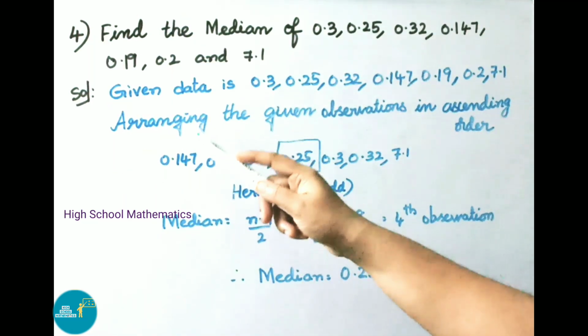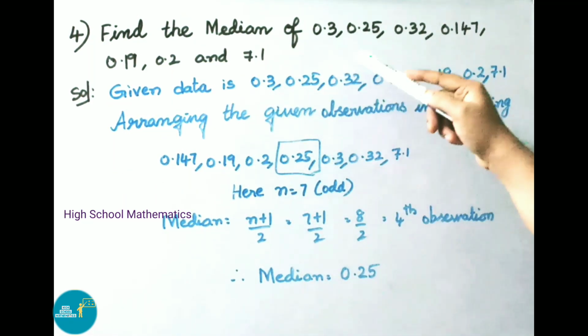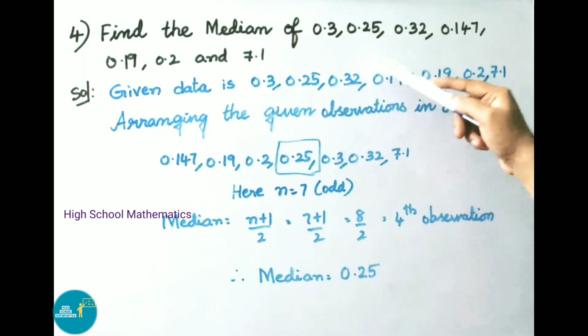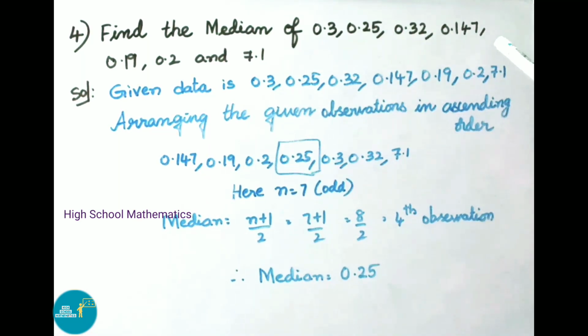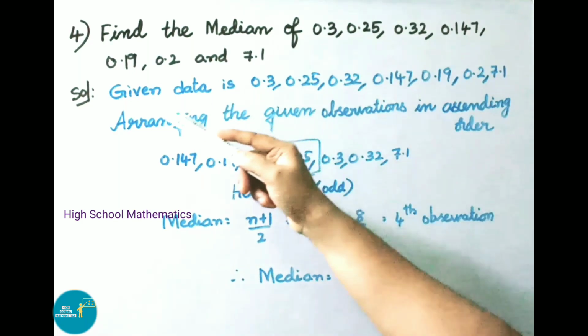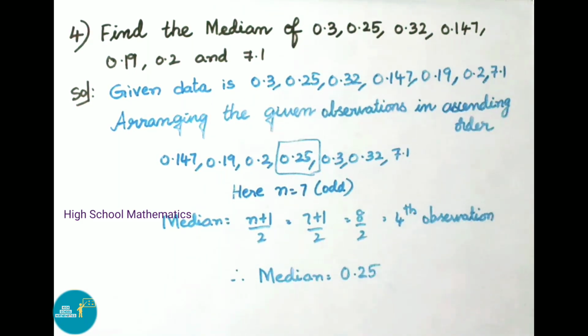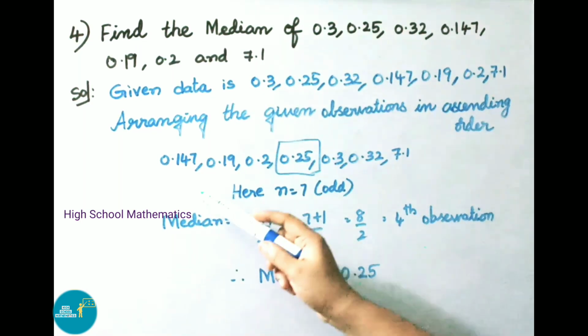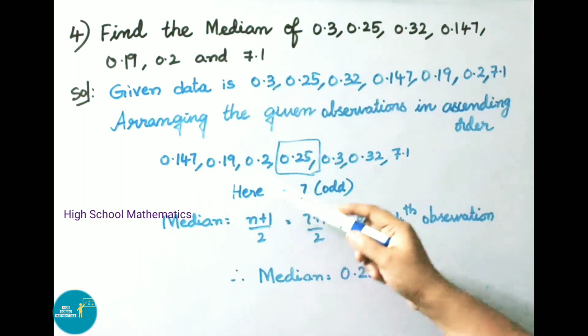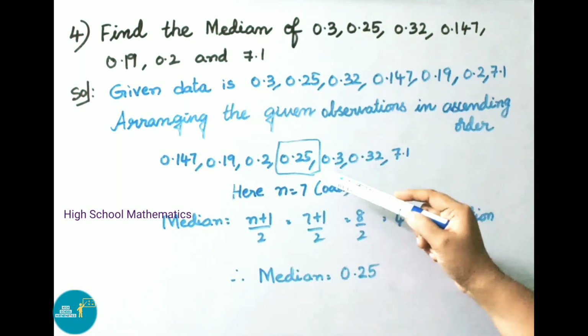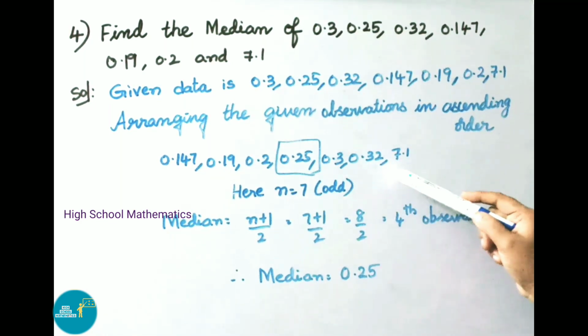See now question number 4. Find the median of 0.3, 0.25, 0.32, 0.147, 0.19, 0.2 and 7.1. Let us see the solution. Given data is, we have entered given observations. Arranging the given observations in ascending order, that is 0.147, 0.19, 0.2, 0.25, 0.3, 0.32 and 7.1.